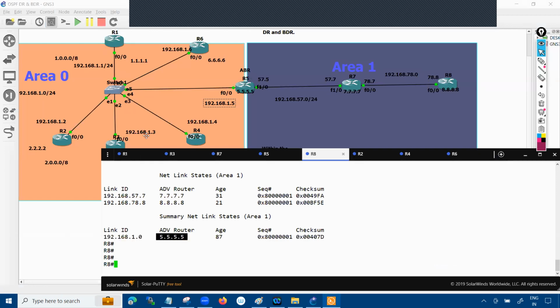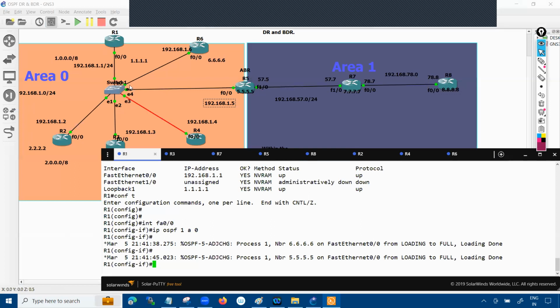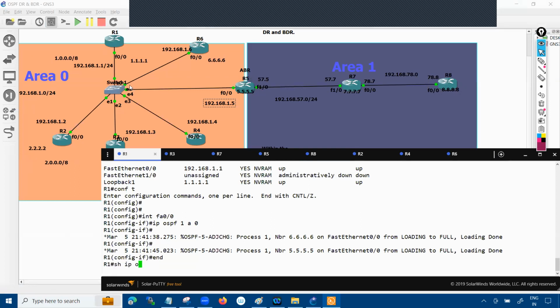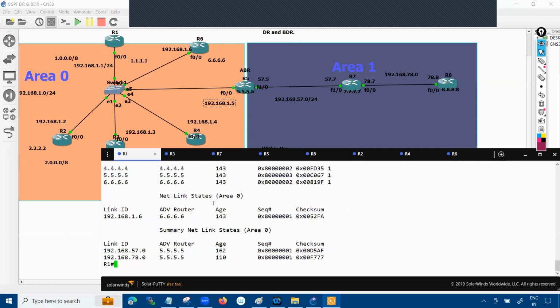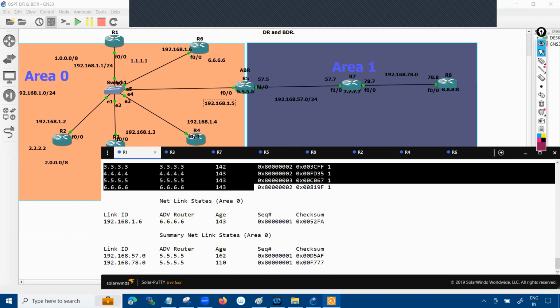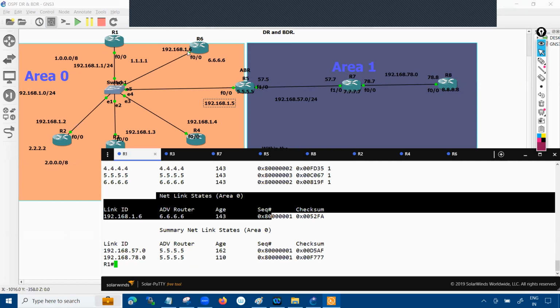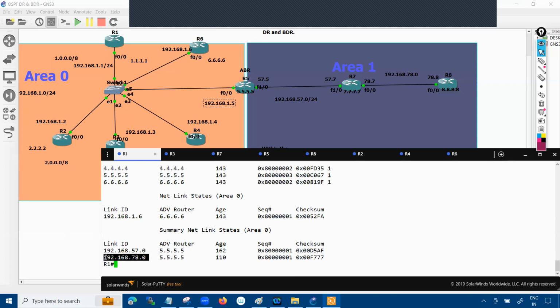Same thing if you have a look on any of the routers in area 0, on router 1. If you see show ip ospf database, you will have 6 router LSAs, 1 network LSA, and 2 summary LSAs. How 2 summary LSAs? R5 is going to advertise one summary LSA for this network, and one summary LSA for this network. So 6 router LSAs, of course, one network LSA, which is the DR R6, and the two summary LSAs, which are advertised by router 5. All good.